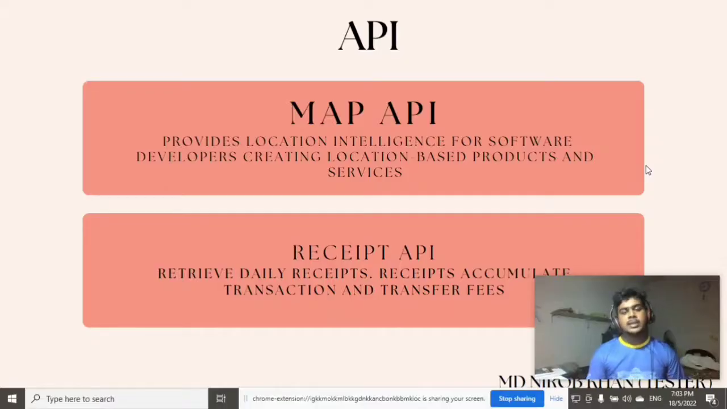For case study development, I choose two APIs: one Map API and two Receipt API. Map API produces location intelligence for software developers creating location-based products and services. That's why it makes it easy to deliver the food. And second is Receipt API. Receipt API relates to daily receipts, amounts, transactions and transfer fees. That's why the customer collects proof of payment in the company.